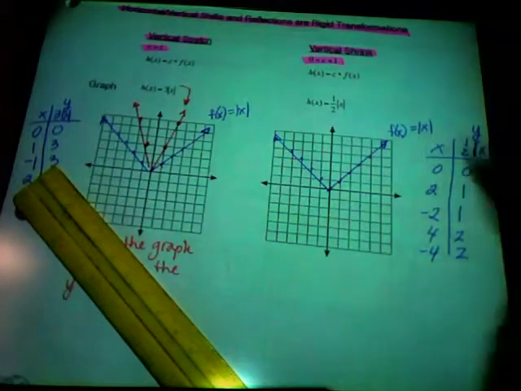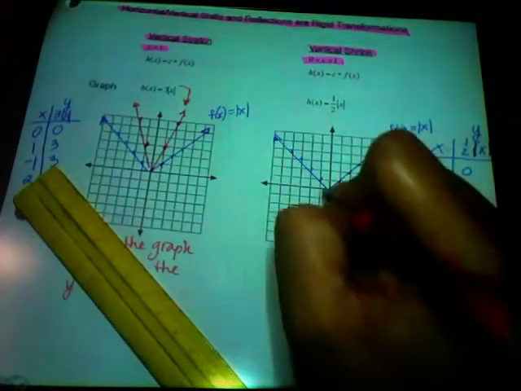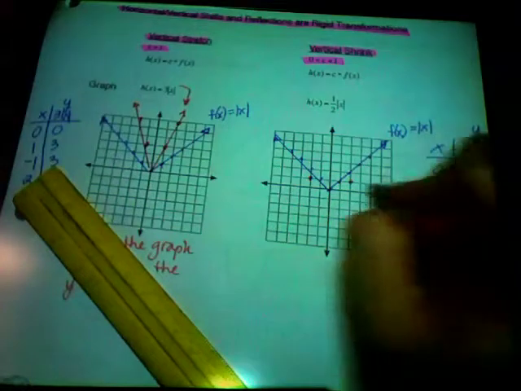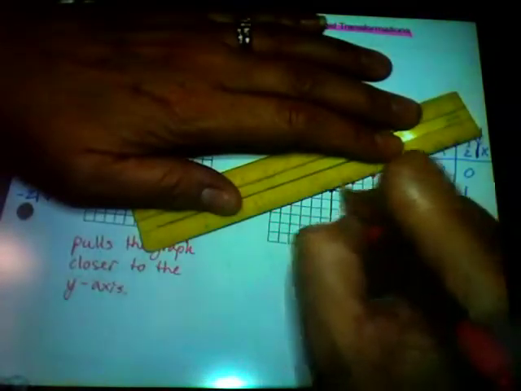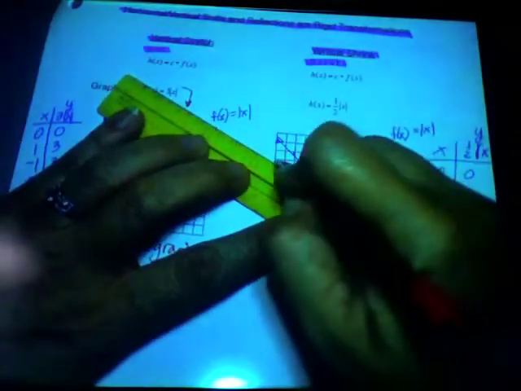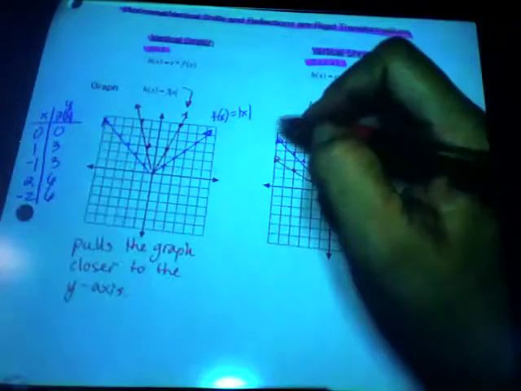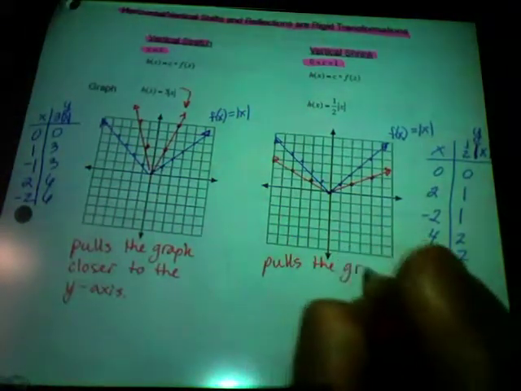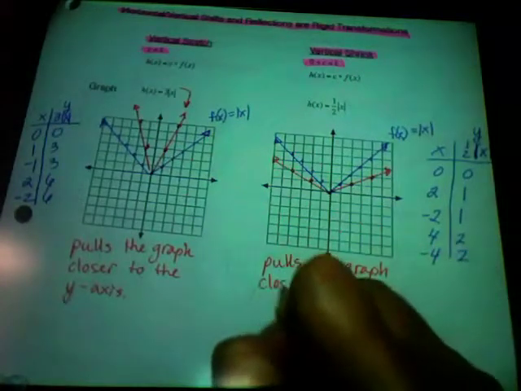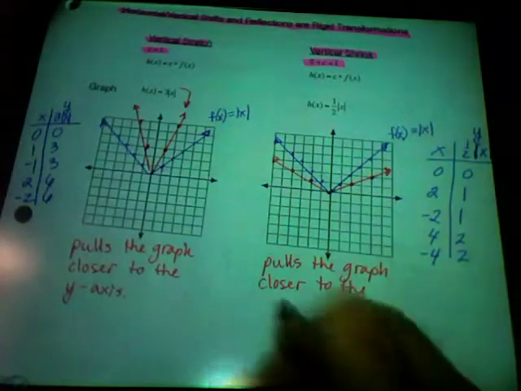So those are what you want to plot. 0, 0. 2, 1, see how it's getting fatter. Negative 2, 1. 4, 2, and negative 4, 2. So this pulls the graph closer to the x-axis.